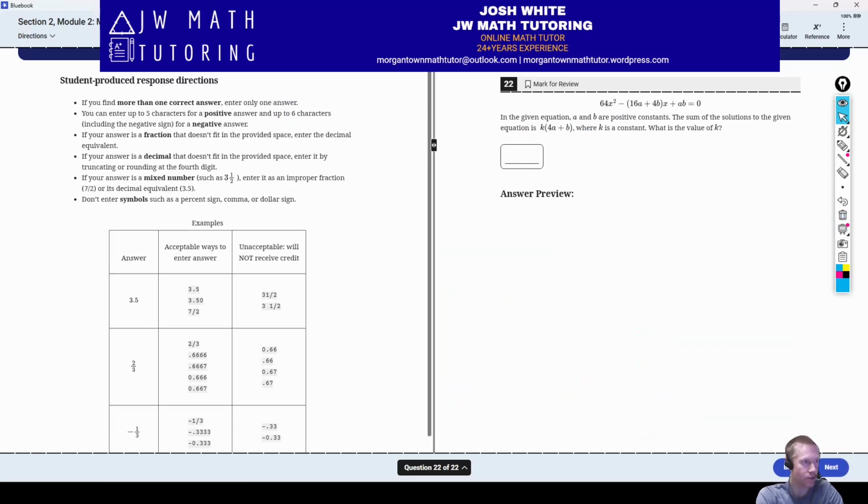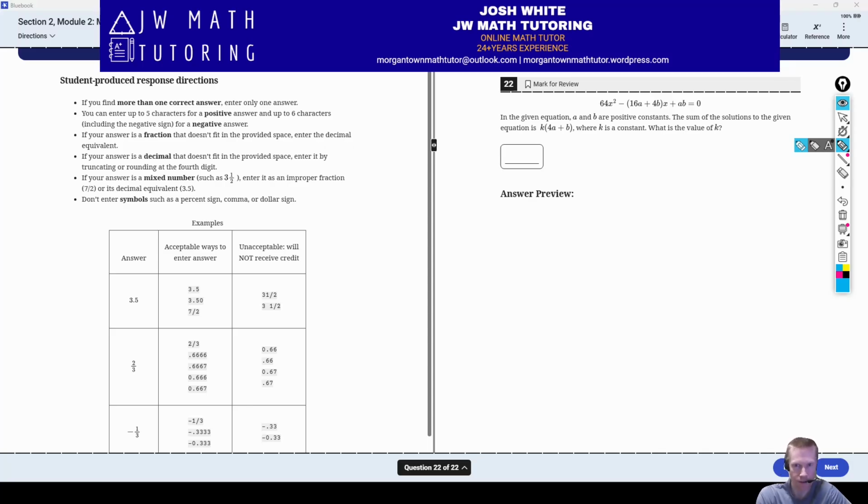All right, last question, number 22. Here you have a quadratic equation, and you're told that the sum of solutions is equal to this expression. What is the value of this constant k? First, I'll show you how to do this by hand. Then I will show you how you could do this in Desmos.